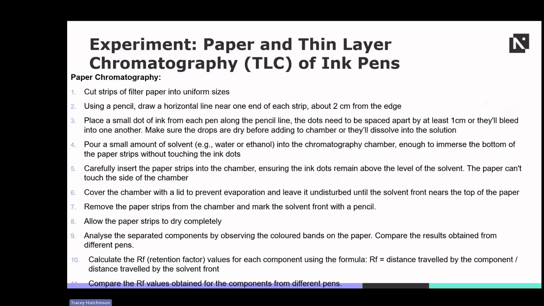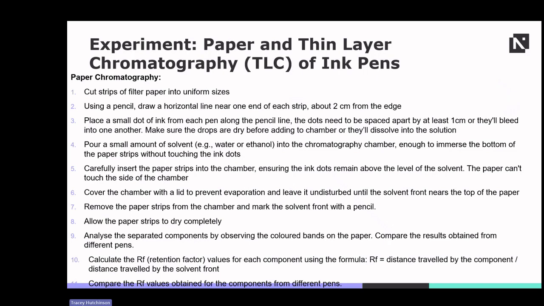So the procedure. So starting with paper chromatography. So you can see the full procedure here on the screen. But just to summarise, you're going to prepare filter paper strips and mark a line near one end, spot ink dots on the line and immerse strips in solvent, and allow solvent to migrate and analyse separated components. So again, follow these instructions on the screen fully and in detail to make sure that you're completing the experiment correctly.